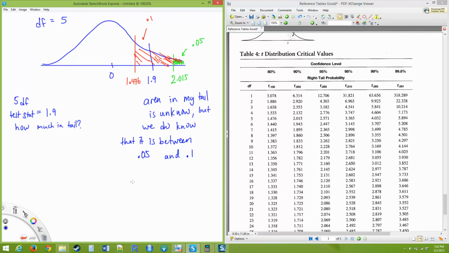And so what I would say here is that my tail area is less than 10%, but greater than 0.05, 5%. Because 1.9 is in between 1.476 and 2.015, so the corresponding tail area must be between 10% and 5%. Is that good?